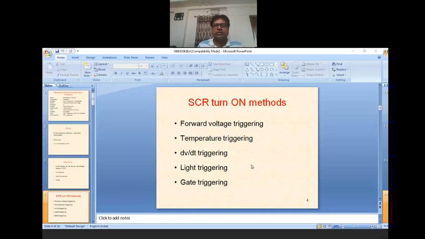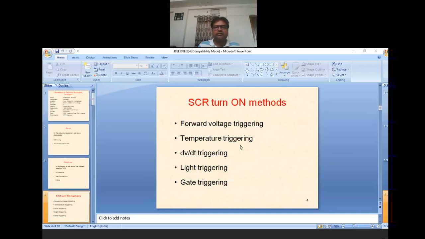So the SCR turn-on methods are forward voltage triggering, which we have already discussed in terms of forward bias and reverse bias, and also in VA characteristics, where we increase the applied anode to cathode voltage. The other one is temperature triggering. That is when we subject the SCR to higher temperatures, because of the thermal energies acquired by the electrons and holes, conduction starts, but very high temperatures are required and it takes a very long time for turn-on. The other one is dV by dt triggering.